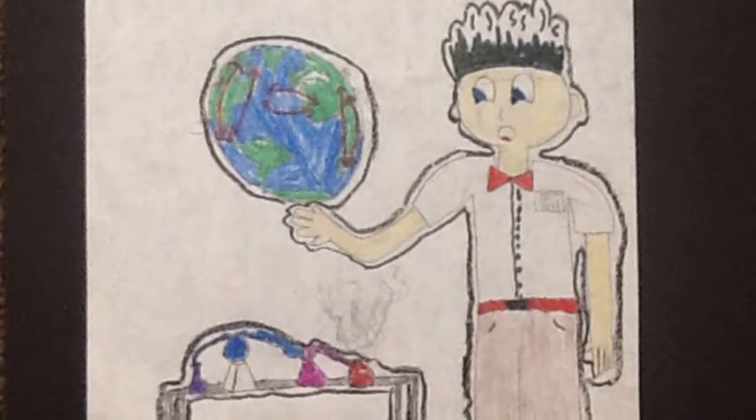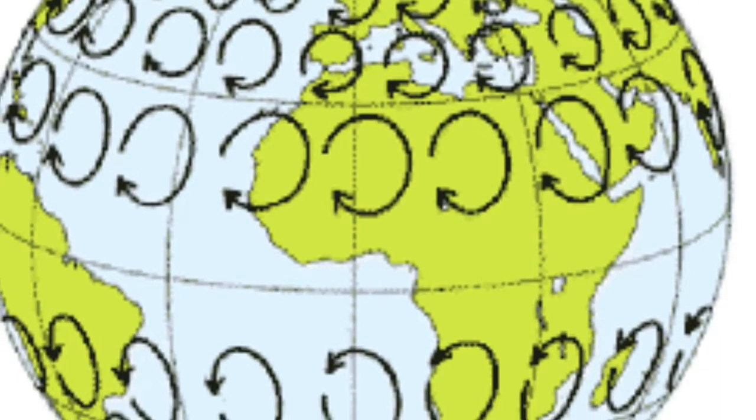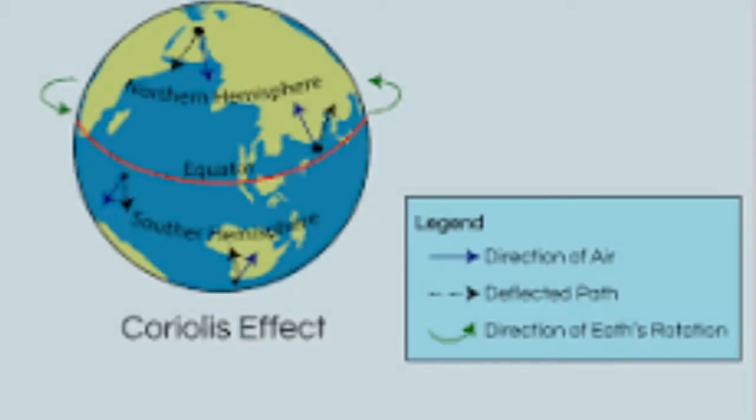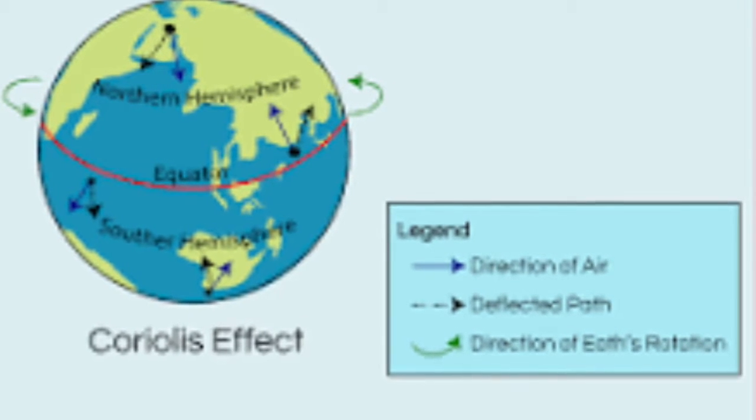The Coriolis effect is the curving path of objects on Earth from otherwise straight paths due to Earth's rotation. This happens because the Coriolis effect is caused by Earth's rotation. The Coriolis effect also happens when there's an obstacle.